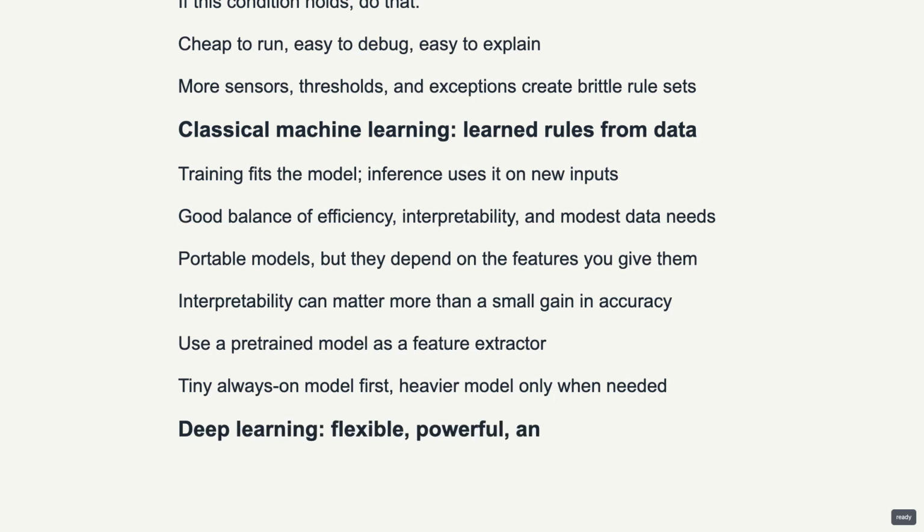Deep learning gives the widest range of behavior because it can learn directly from raw, complex input. That flexibility is useful when manual features stop being enough, but it comes with a heavier cost in compute, memory, and data.